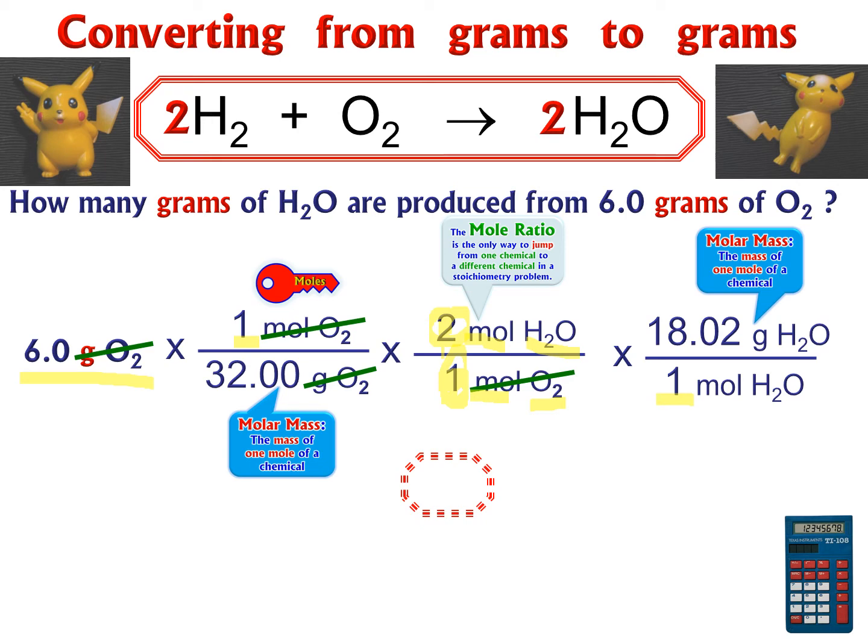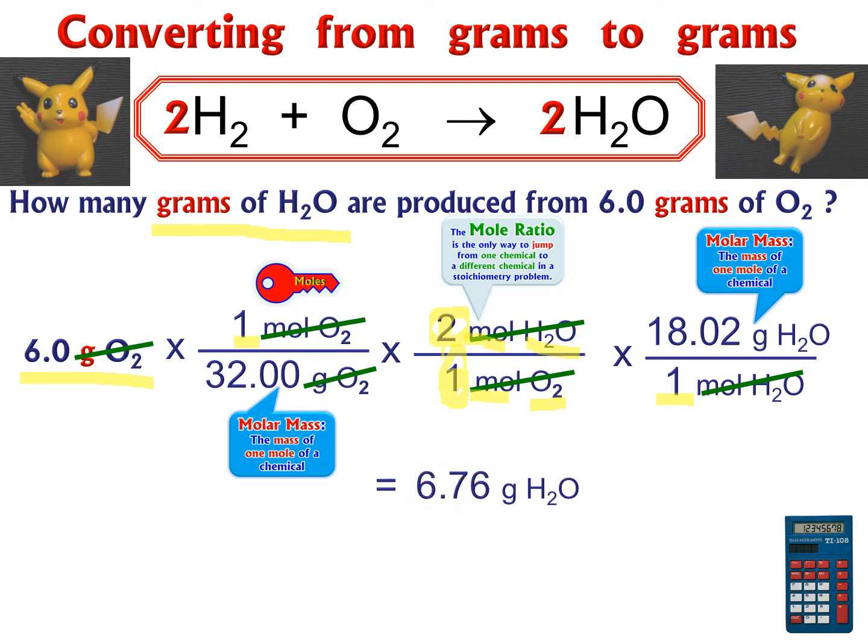And then what unit will cancel now? Moles of water will cancel. So then I'll be left with the unit I want in my answer. Look at the question, grams of water, that better be. And so we take the 6. Let's skip the 1s this time. So 6 divided by 32 times 2 times 18.02. And you get grams of water.